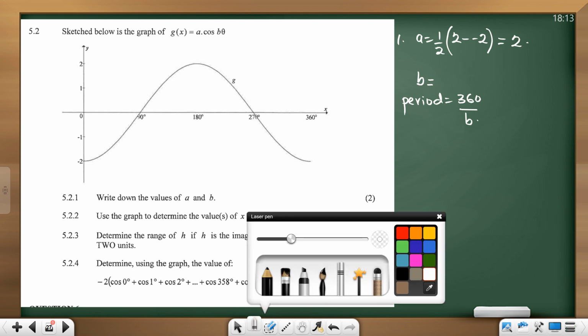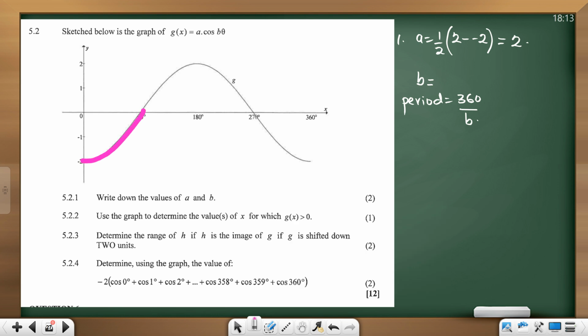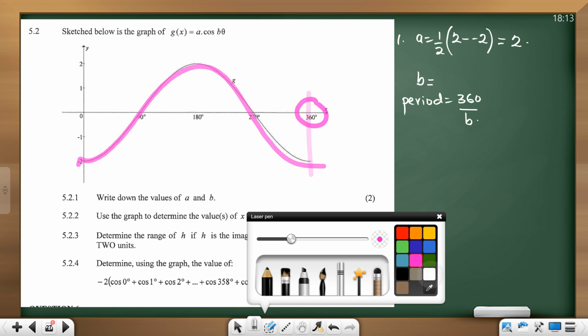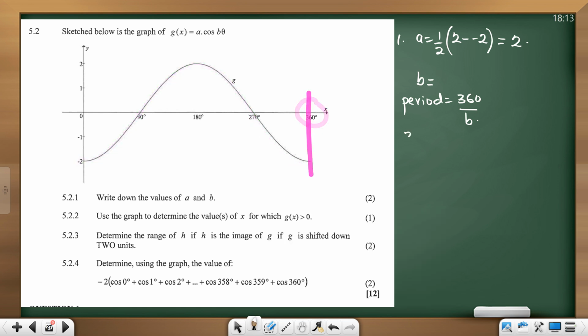Always check your full graph. Do I have a full graph here? That's a quarter. So this is a full graph. Do we agree? A full cycle ends at what? 360. So the period of this graph is what? 360 equals 360 over B. What would I divide 360 by to give me 360? 1. So B is 1.